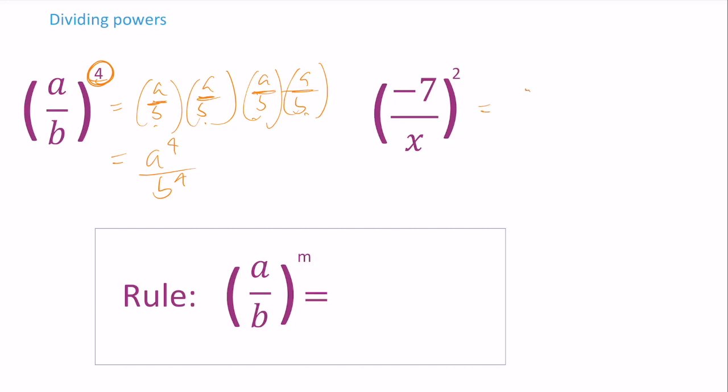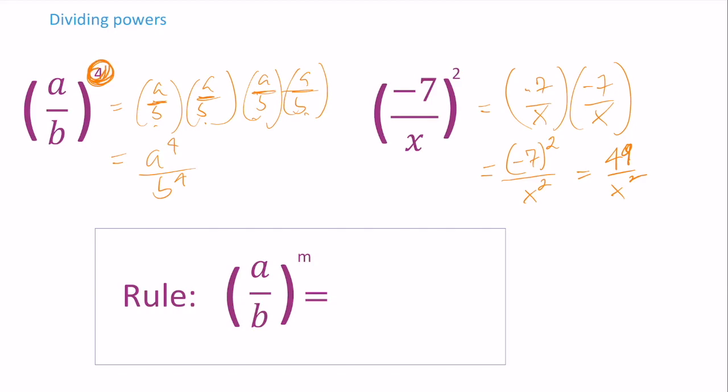So again, the whole thing, negative 7 over x, I have to multiply by itself 2 times. And so in the numerator, I'm going to get negative 7 squared and then x squared. And if I want, I could say negative 7 times negative 7 is positive 49 over x squared. So notice what happened in both cases. The a got raised to the 4th power and the b got raised to the 4th power. And then here, the 7 got raised to the 2nd power, and so did the x.